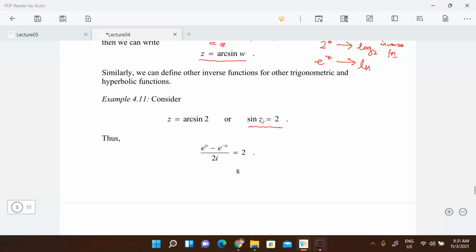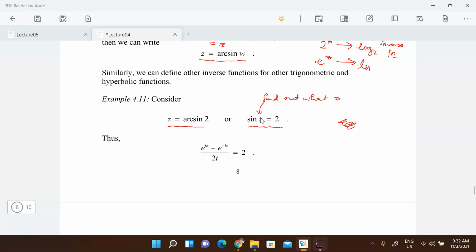Let's see if this still works. Okay, great. Now, here you are given z equals sine 2. Either you are given that, or you are given sine z equals 2, and then you have to find out what z is.